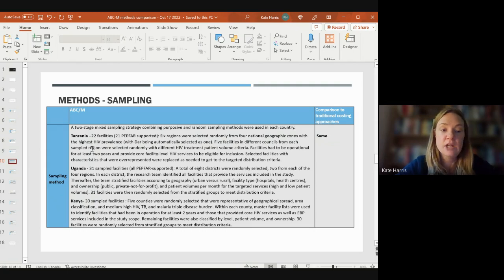In Tanzania, there's 22 facilities. And in order to select those, there were 6 regions that were selected randomly from 4 national geographic zones with the highest HIV prevalence. Then 5 facilities and the different councils from each of the sampled regions were randomly selected. And then the criteria for facilities was that they needed to be operational for at least 2 years or more. And then there were some facility characteristics that were overrepresented, needed to be replaced to get to the targeted distribution criteria. And that was very similar to how Uganda and Kenya was done, and that's a pretty standard approach.